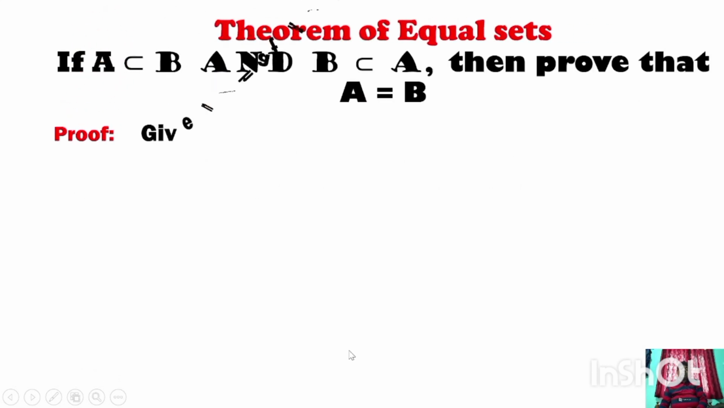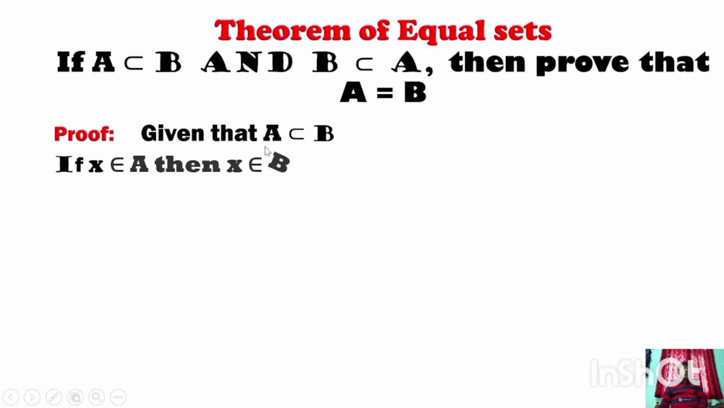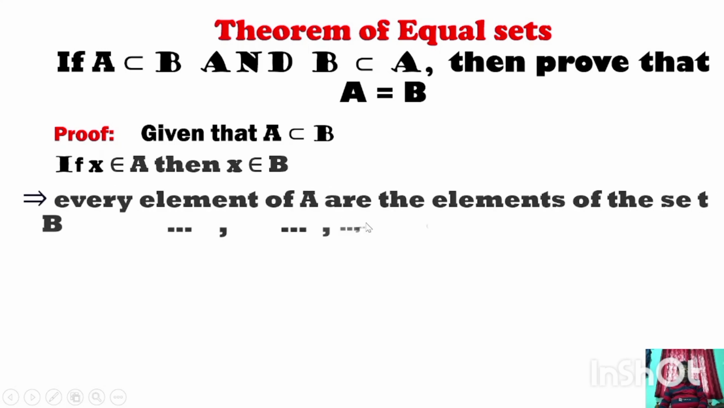Okay? It is one of the important theorems of equal sets. Let us see: if A is a subset of B and B is a subset of A, then prove that A equals B. This is one of the important theorems. Simple theorem for you. Given that A is a subset of B, as per the definition, suppose X belongs to A, then X belongs to B. Yes or no? Because A is a subset of B. Similarly, every element of the set A is an element of the set B, which is clearly understood because A is a subset of B.